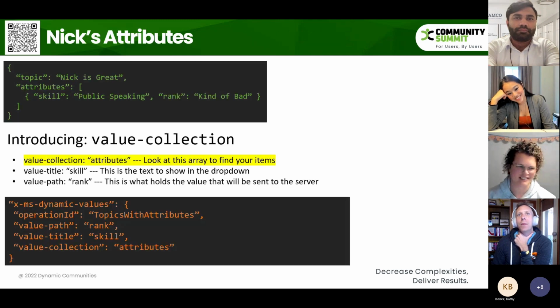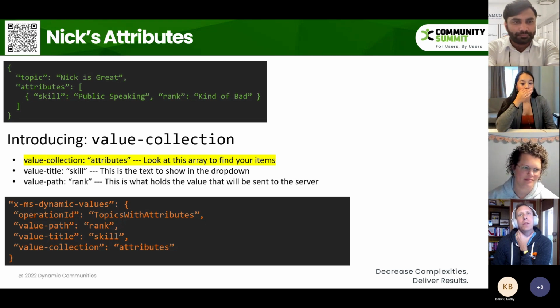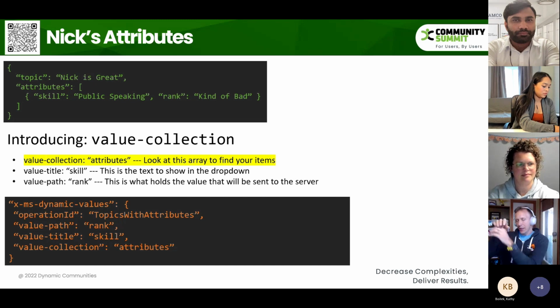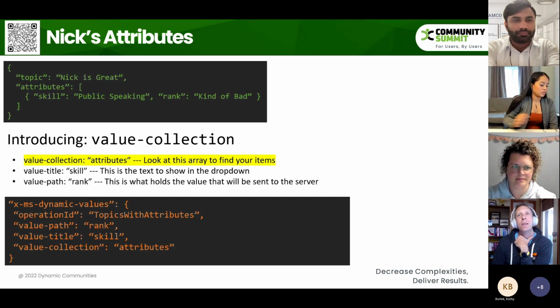In order to do this, we're going to use this value collection. That means that when your API response has it coming back, and it's not just a simple array, like a simple list of items, you can look a little bit further down, and you can get this nested item. So you can say that this attributes is going to be where the collection of values is. And then within that, we can say skill is going to be the human readable, and then the rank is going to be what we use for the machine readable. And this is what it would look like inside of your connector definition.